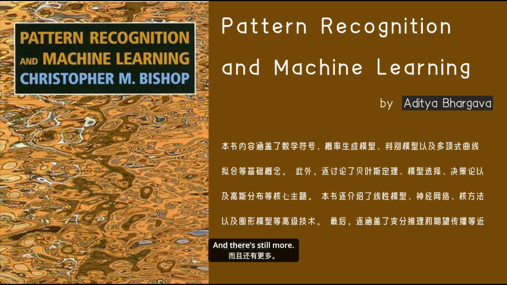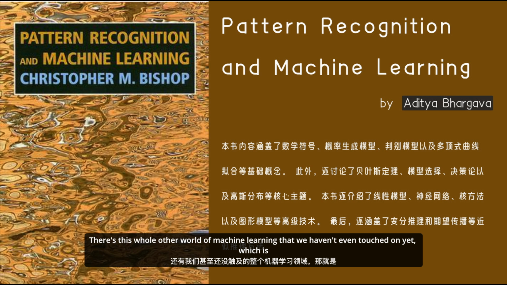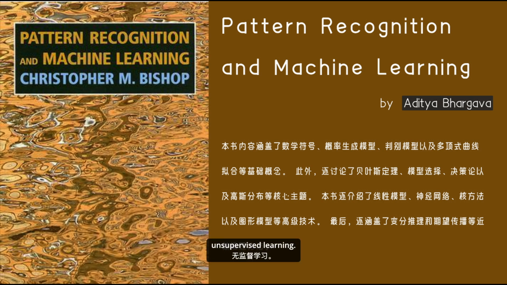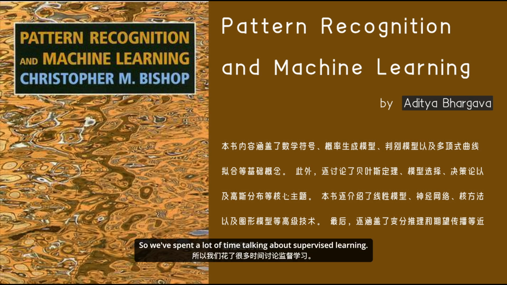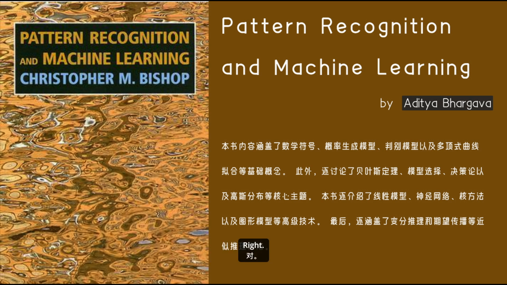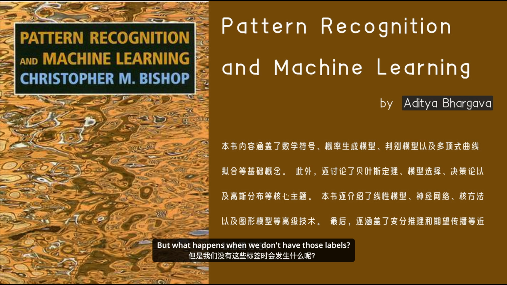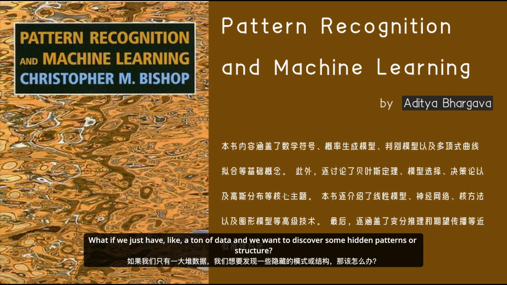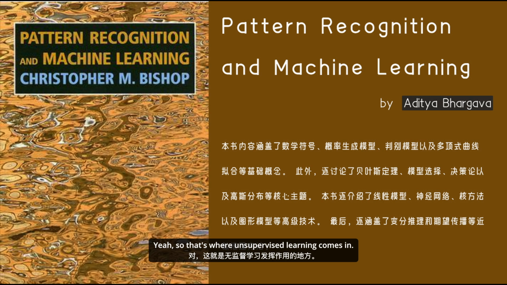Yeah, we have. And there's still more. There's this whole other world of machine learning that we haven't even touched on yet, which is unsupervised learning. So we've spent a lot of time talking about supervised learning, where we have these labeled data sets and we have a specific goal in mind. We're trying to predict some target variable. But what happens when we don't have those labels? What if we just have a ton of data and we want to discover some hidden patterns or structure? That's where unsupervised learning comes in.